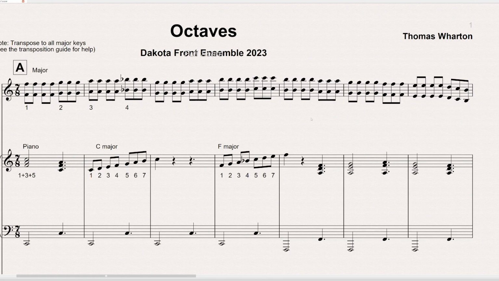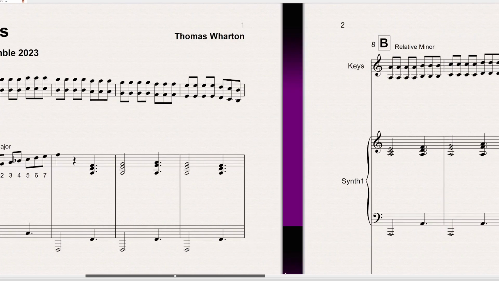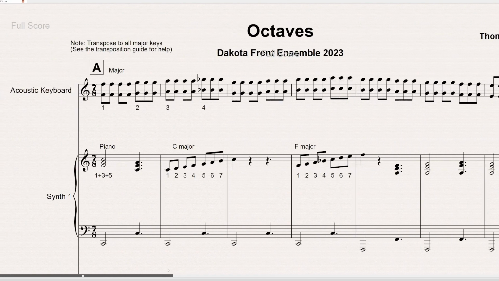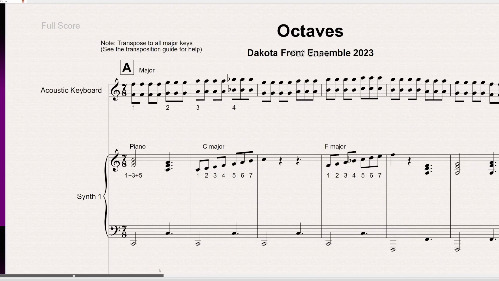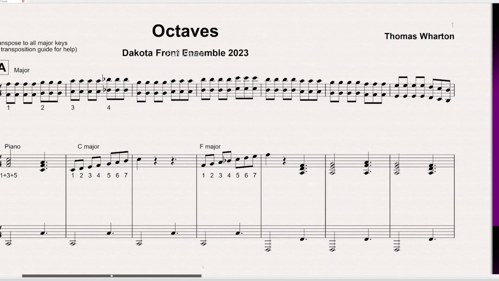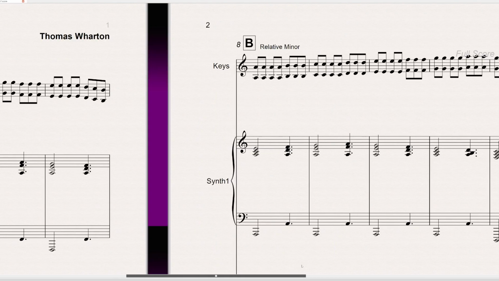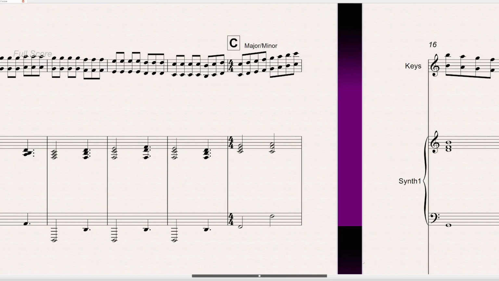If you have any questions, please comment down below. I want to make sure everyone understands this because we will play this exercise in other keys besides C major. We will play it in all 12 major keys. So start learning how to transpose this.